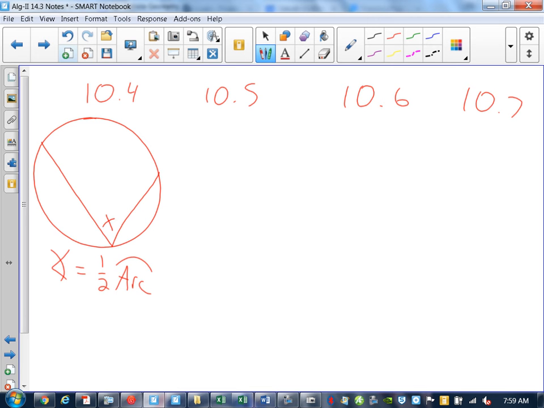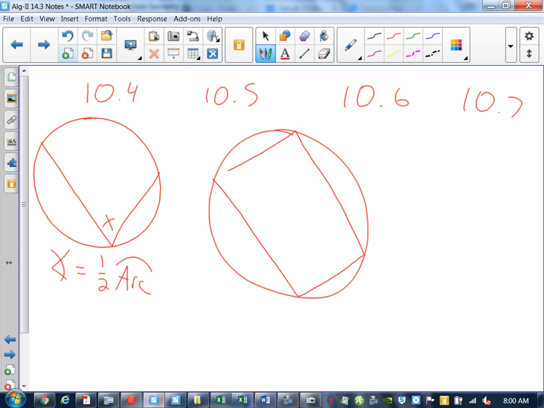Now the other part in 10-4 talked about inscribed polygons. If you have an inscribed polygon, I'm sorry, inscribed quadrilateral, a quadrilateral can be inscribed in a circle if and only if opposite angles are supplementary. Okay.